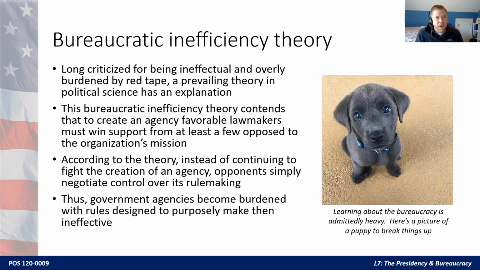Okay, we'll let you create an EPA, but we want to be active in regulating what they can do. So the idea is that the industries that are being regulated actually have a say in their creation and basically design them to be as inefficient as possible so they don't end up being very effective at their jobs. So that's a theory that is quite prevalent in political science as to why a lot of these agencies are the way they are.